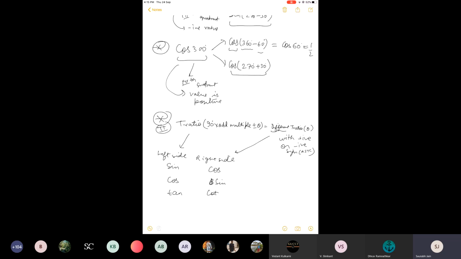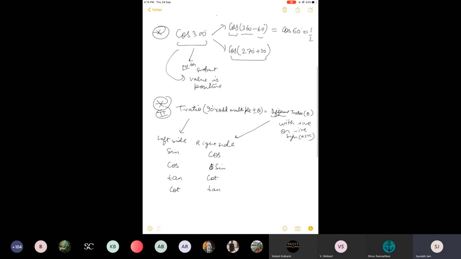You can remember them in pairs. If it is cot on the left hand side, on the right hand side it will be tan. And finally, if it is cosec on the left hand side, it will be sec on the right hand side, sec on the left, cosec on the right. So you have to remember this, but they are easy to remember. Sine and cos come together. Sine on the left, cos on the right, cos on the left, sine on the right. Then tan and cot in a pair, and sec and cosec in a pair.